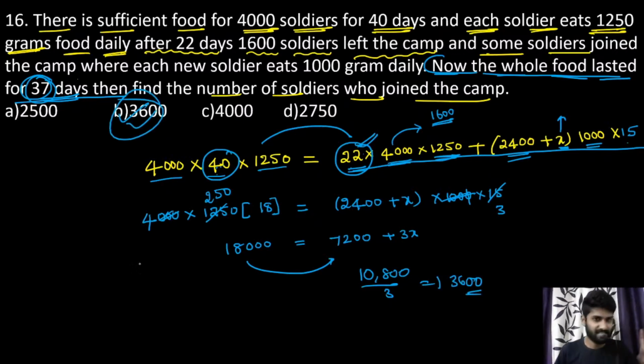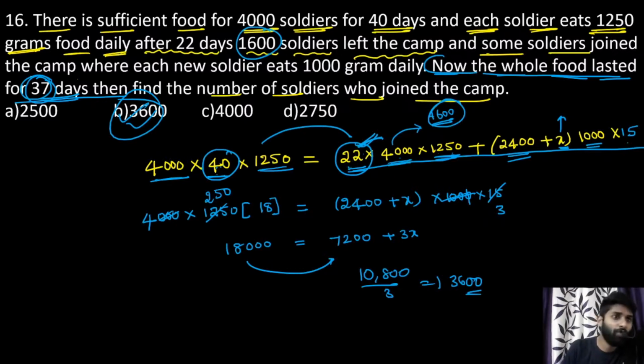Guys, let me explain again. Just listen carefully. So initially we have 4000 soldiers. They're planning for 40 days with a consumption of 1250. After 22 days, they are left with 1600 soldiers. Means first 22 days, 4000 soldiers are available with a consumption of 1250. After 1600 left the camp, we should add more number of people. We should add more number of people, meaning more than 1600.